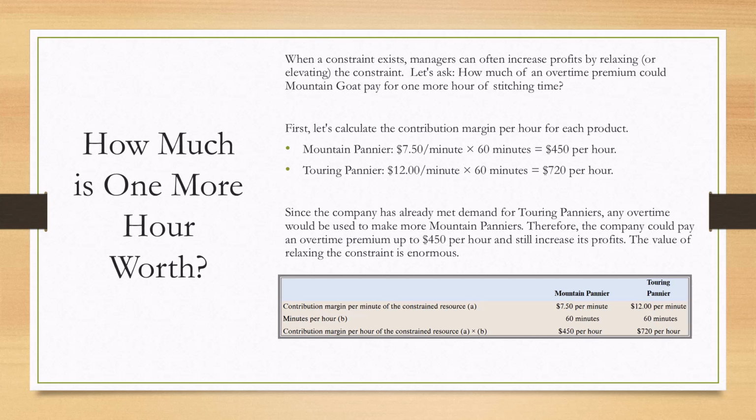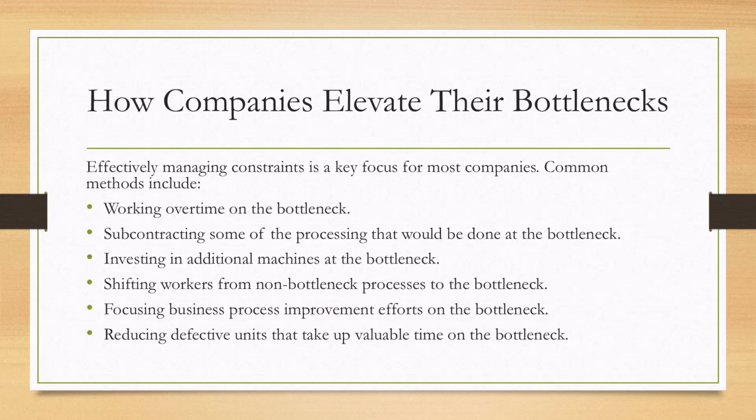Now, since the company has already met the demand for the more profitable touring panniers, any overtime hours would be used to make more mountain panniers. Therefore, the company could pay an overtime premium of up to $450 per hour and still increase its profits. This shows that the value of relaxing a constraint can be enormous. Effectively managing constraints is a key focus for most companies.